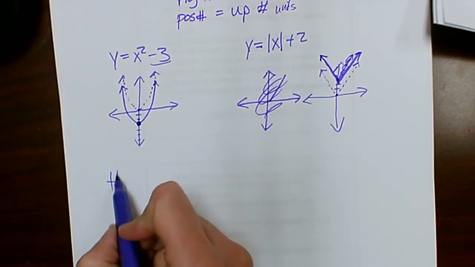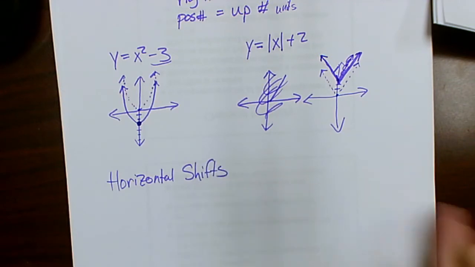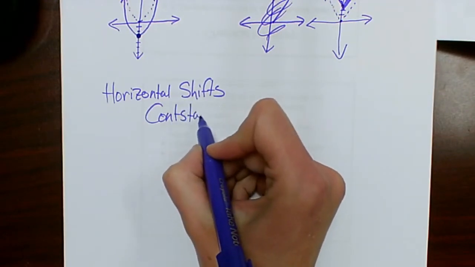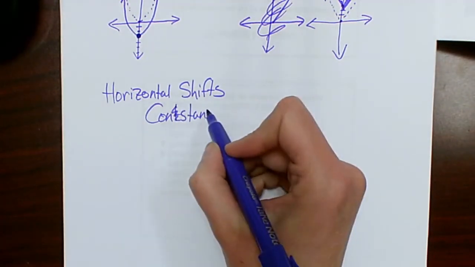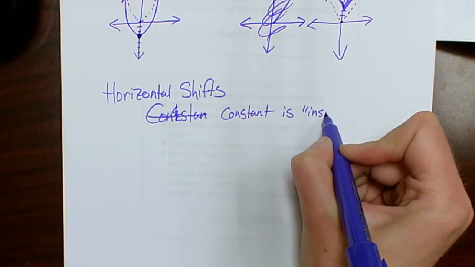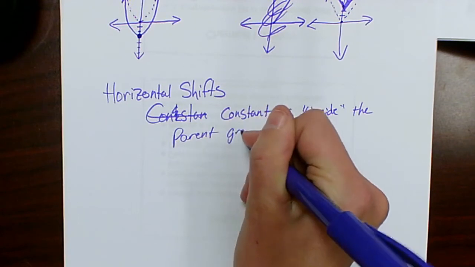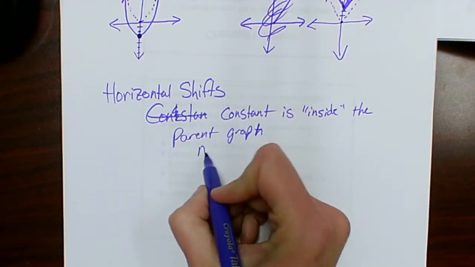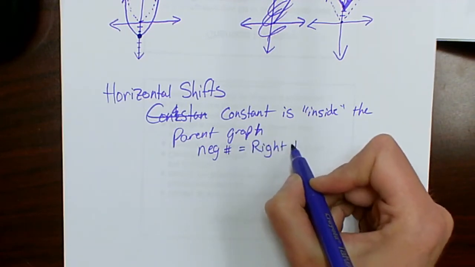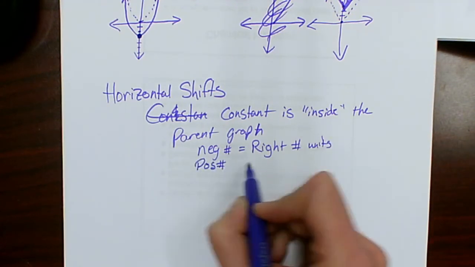Let's look at horizontal shifts. The constant, and I just misspelled that. The constant is inside the parent graph. And if it's a negative number, you're going to move right that number of units. If it's positive, you're going to move left.